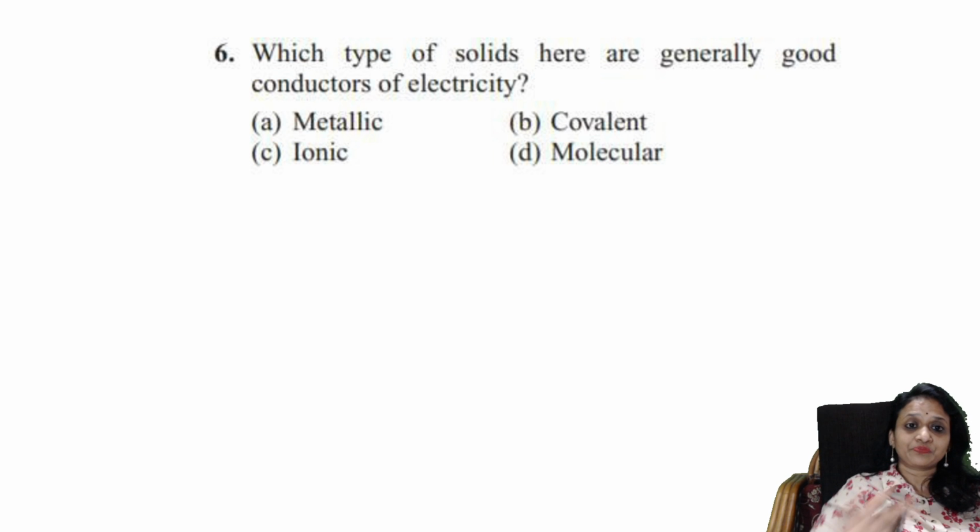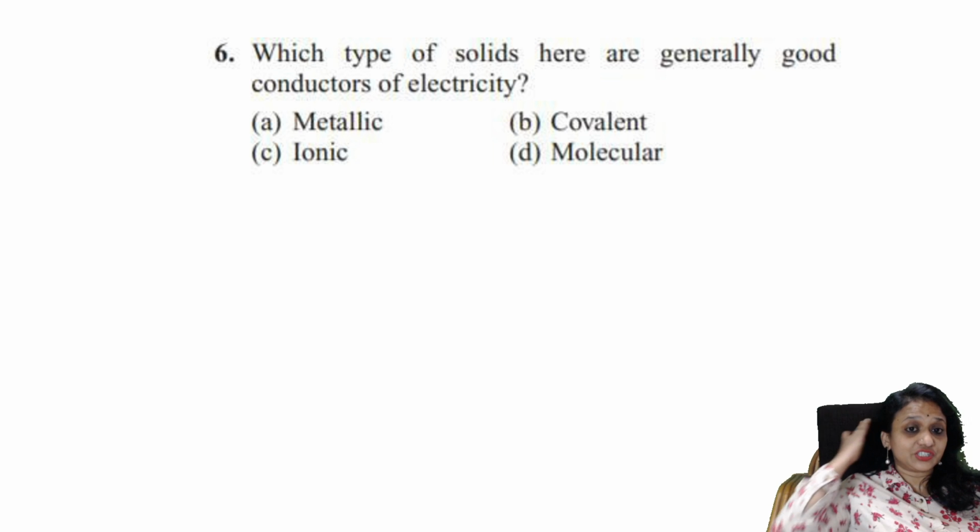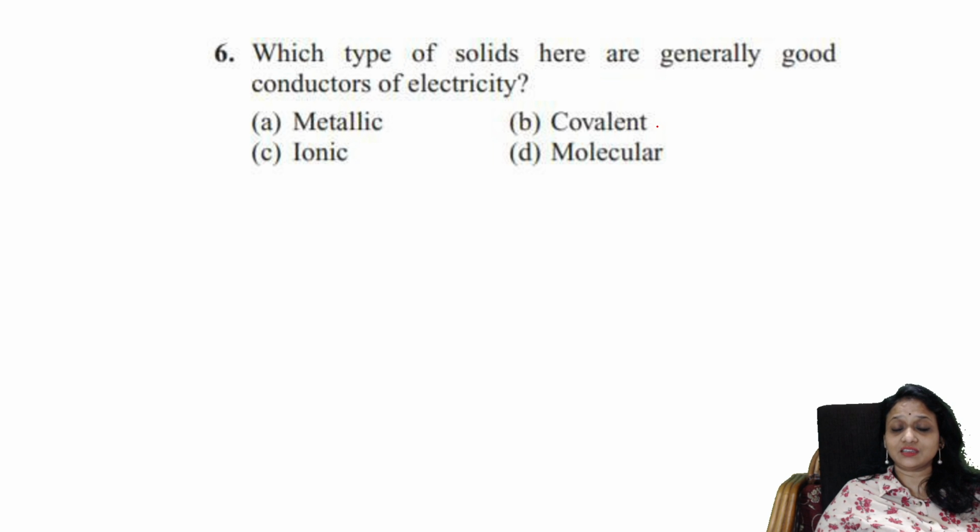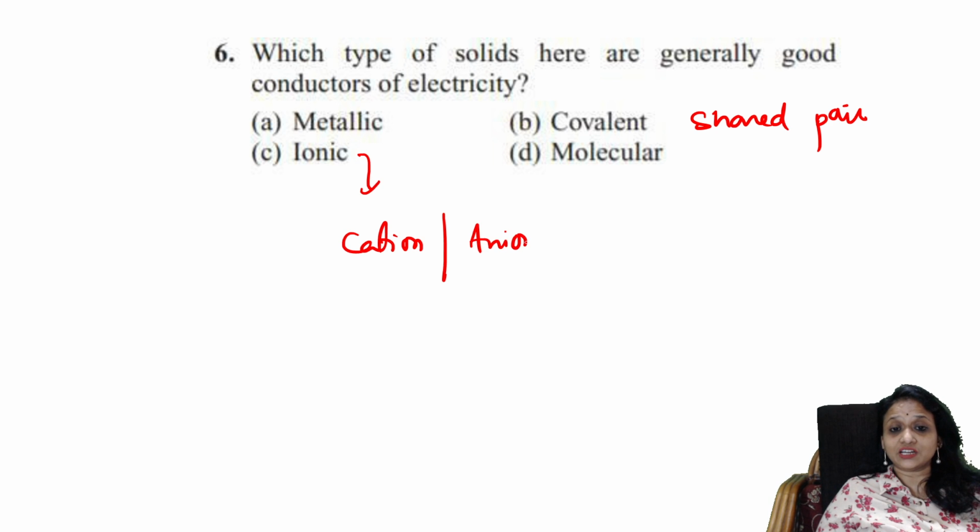Yes, next comes. What type of solids here are generally good conductors of electricity? Right. We very well know covalent, there is nothing free electrons. It is shared. Shared pair. So they will not conduct. Ionic. Yes, they are ions. There's a cation and an anion, but do you have any free electrons? No. Molecular solids are formed by sharing, again no free electrons.